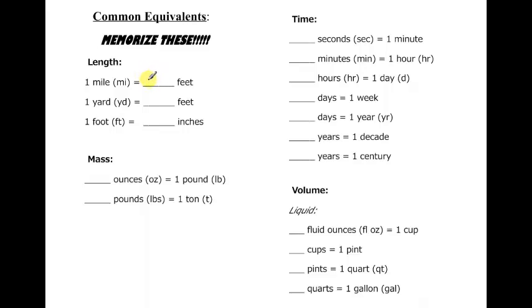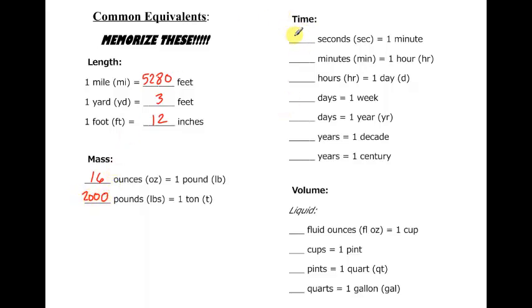Okay, let's check them off. Make a mark on any that you need to memorize. 1 mile, that's 5,280 feet. 1 yard, that's just 3 feet. And 1 foot is 12 inches. For mass, 16 ounces is a pound, and 2,000 pounds is 1 ton.